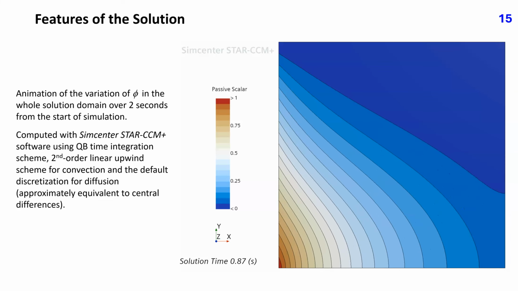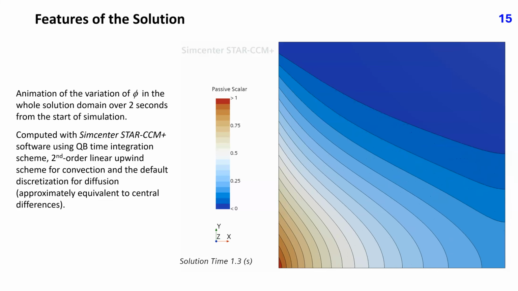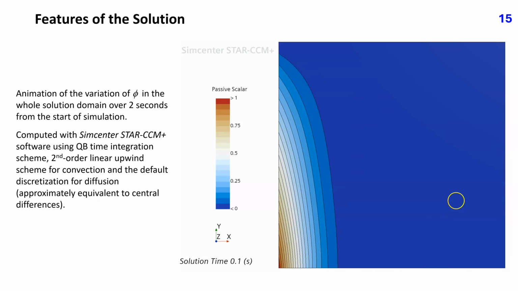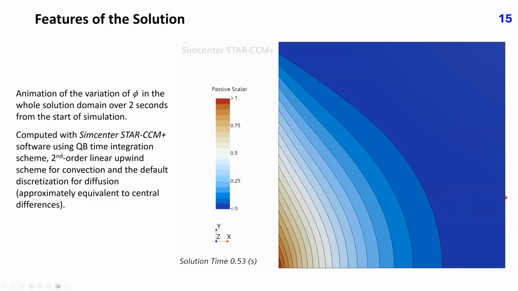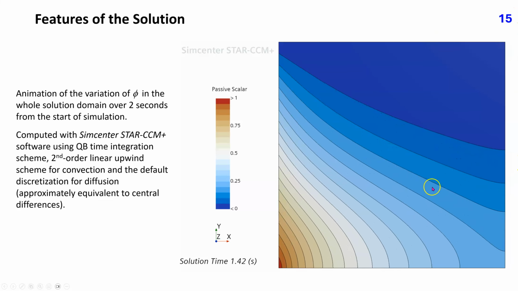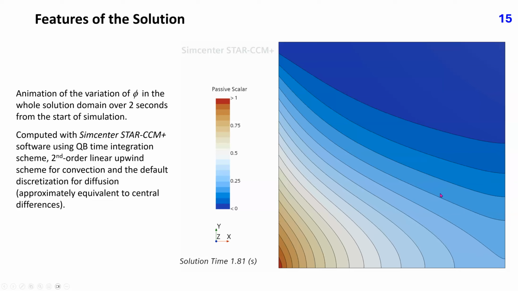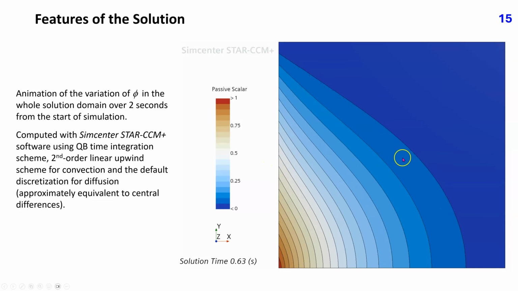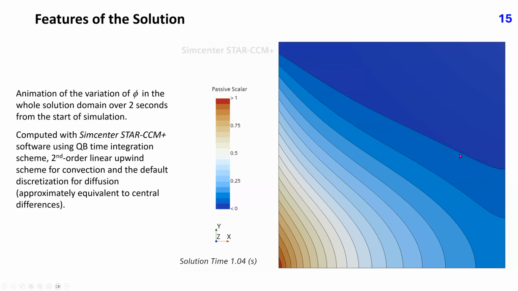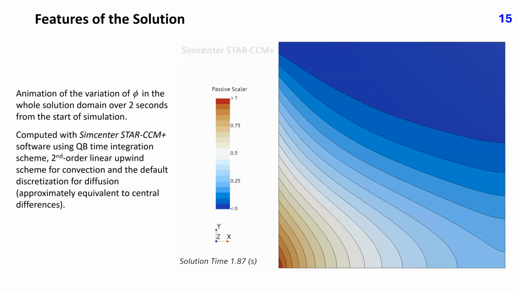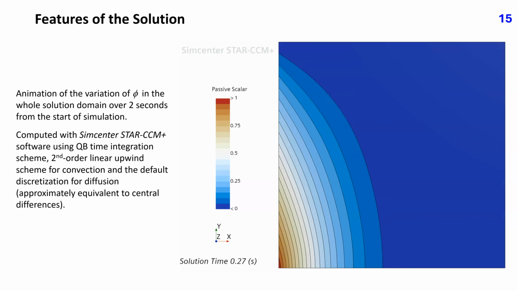Here we see the animation of the variation of phi in the whole solution domain over 2 seconds from the start of simulation. If phi is assumed to be temperature, we see how the cold fluid coming from inlet is gradually heated up by the hot wall. As the time goes on, the scalar propagates further across the flow, leading eventually to a steady state, because neither boundary conditions nor the velocity field change in time.